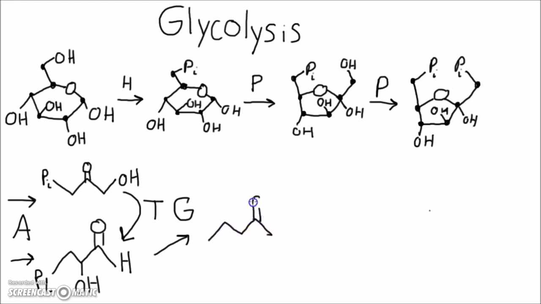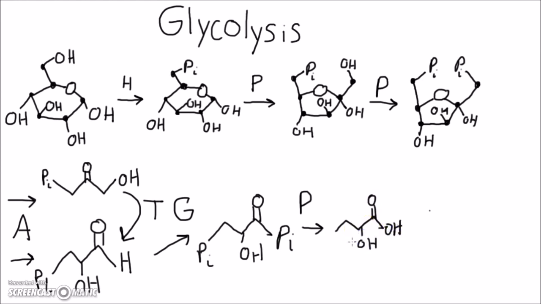And 1,3-bisphosphoglycerate looks like this. It has a phosphate group on the right, an OH group in the middle, and another phosphate group on the left. That is converted using the enzyme phosphoglycerate kinase into 3-phosphoglycerate. Then that is converted using the enzyme phosphoglycerate mutase into 2-phosphoglycerate.